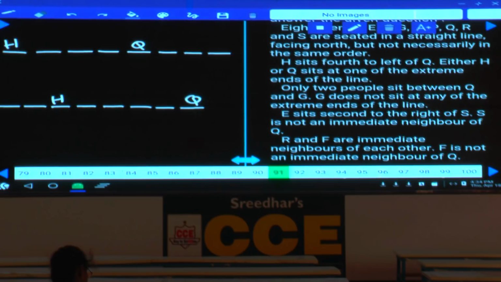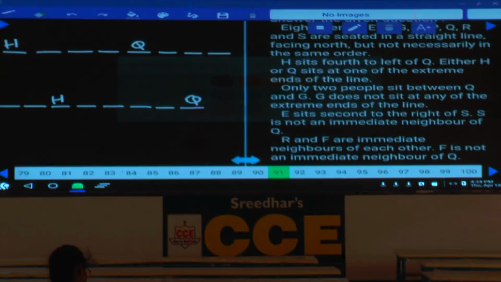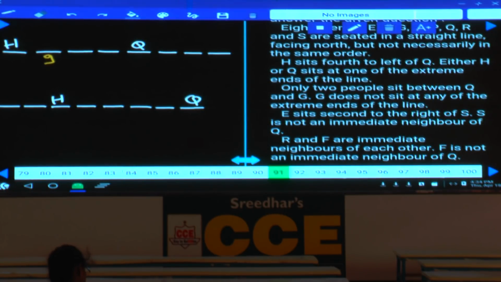Either H or Q sits at one of the extreme ends of the line. Only 2 people between Q and G. Now in this one, only 2 people between Q and G. G can be here or G can be here. There are 2 possibilities. And in the next case, only 2 people between Q and G. G will be here. And G does not sit at any of the extreme ends.